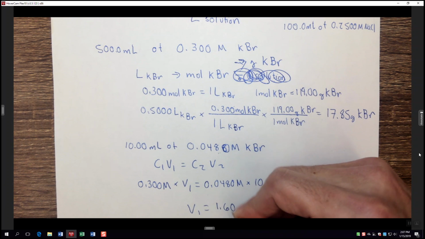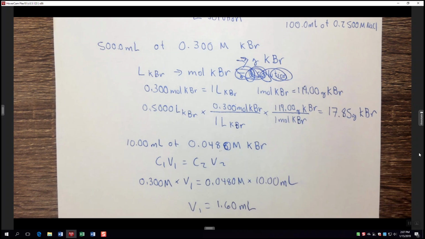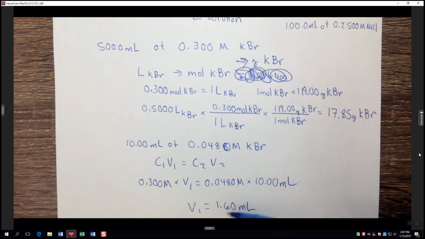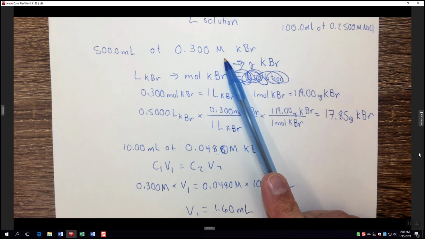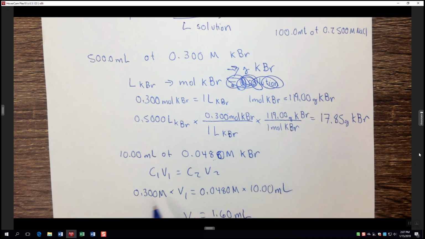What are we trying to make? What's the final concentration we want to end up with? In our case, we want to make 0.0480 molar KBr solution. And how much do we want to make? We want to make 10.00 milliliters. Multiply the two numbers together and divide by the number next to the variable, and you find that V1 equals 1.60 milliliters.